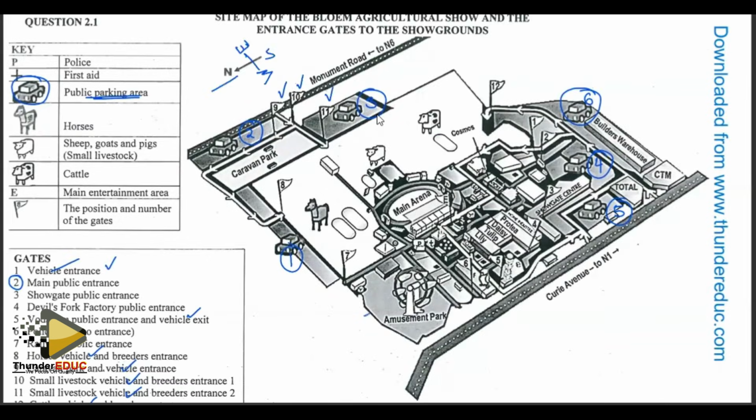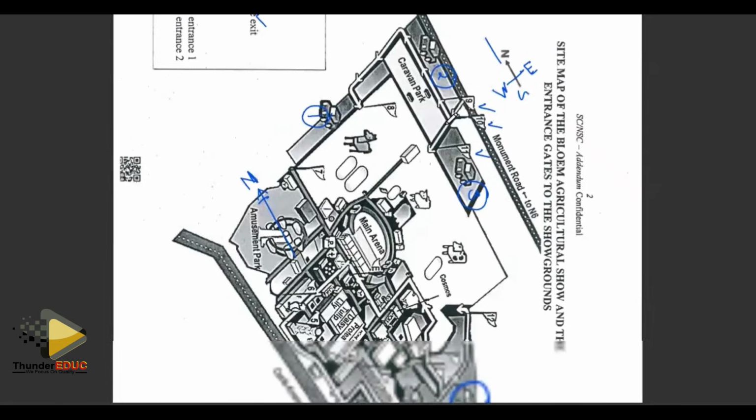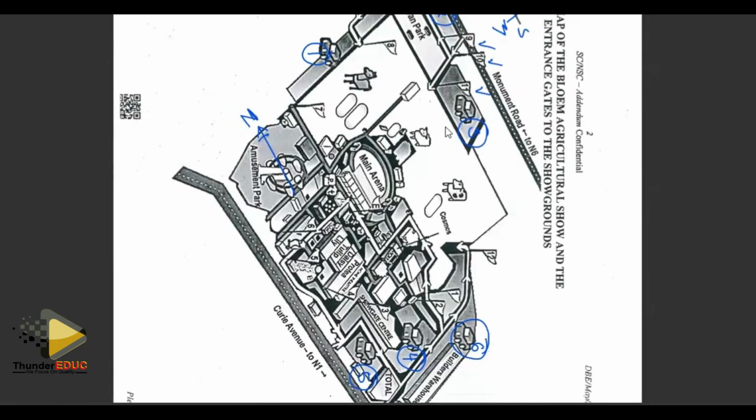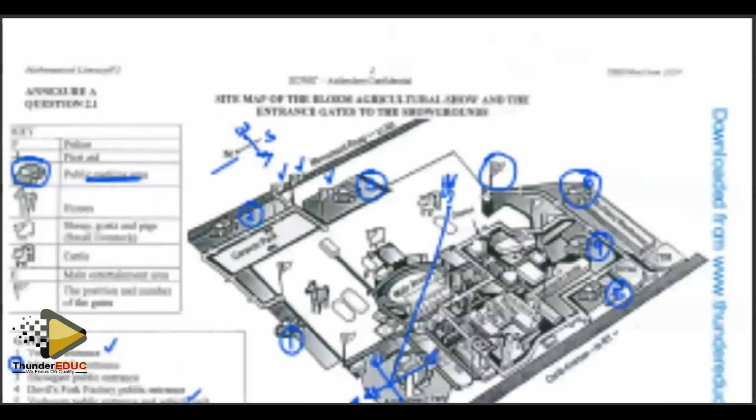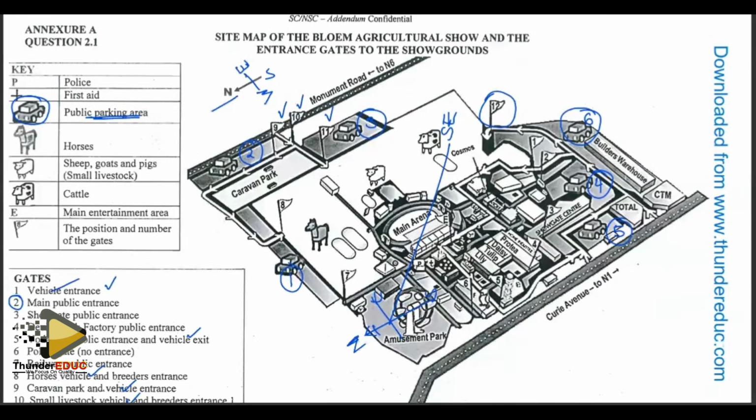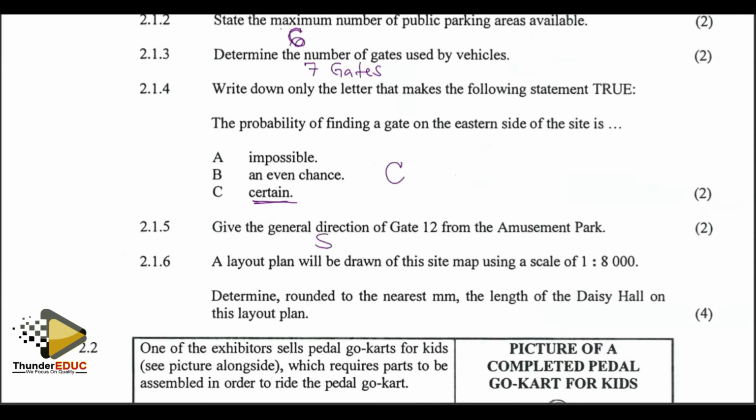Give the general direction of gate 12 from the amusement park. So here we are. Remember, we are facing north. This is north. All right, you can turn the paper and you draw it like that. I start from the amusement park, so I draw a small compass there. Then gate 12 is this one here. Which side is it taking? It's east, in between south. So the general direction is southeast. So here we write southeast.